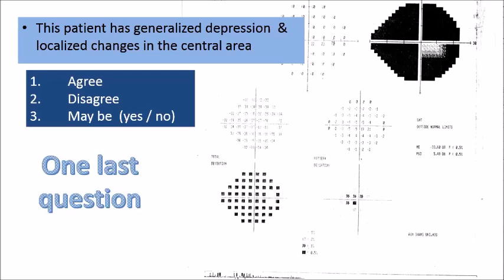Okay, so we have 63% agree and the remaining maybe or disagree. So again, those who agree that the central part that you have here, sorry, I want to close this. Okay, so as you can see here, still those who believe this is generalized, this is localized.